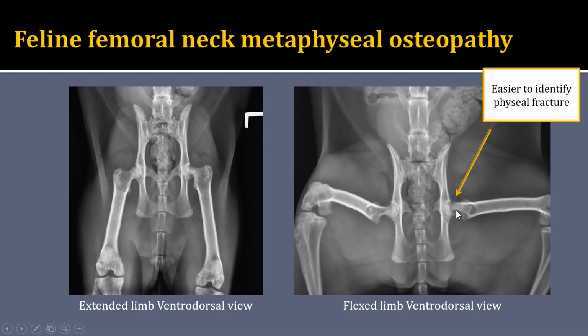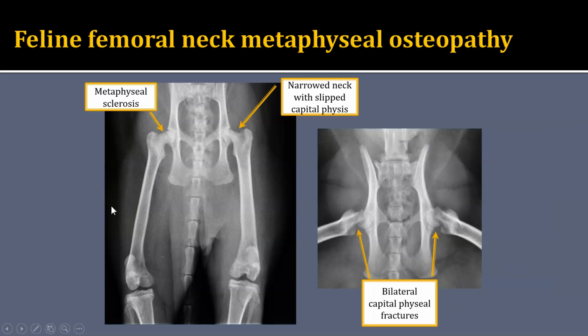So sometimes you can see the malalignment better on the extended limb view. Sometimes you can see the malalignment better on the flexed limb view. Compare that to the normal side. So this is what alignment should look like. So again, we have our capital physeal fracture here. And then this is our final example of a patient with this femoral neck metaphyseal osteopathy.